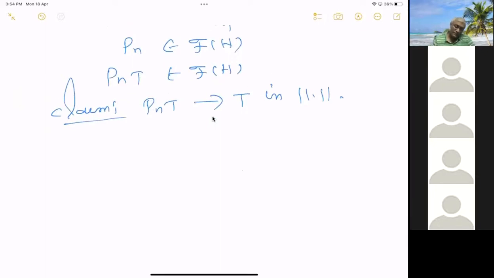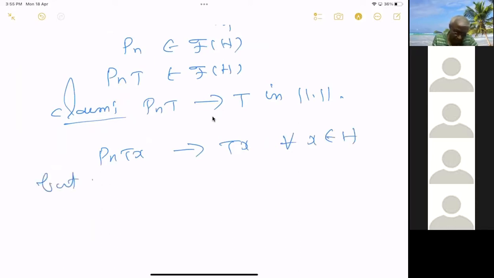So PnT will converge to T strongly, that we have already seen. That is, PnTx will converge to Tx for all x in H. But we want this convergence to be uniform. So why is this true?